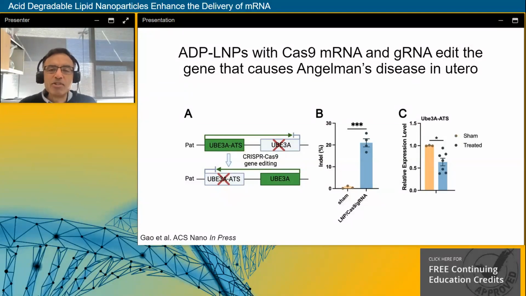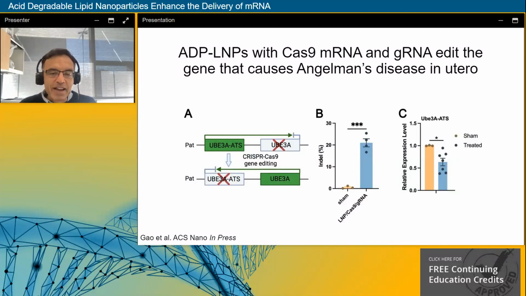Turns out that this only happens in one allele. And in patients who have Angelman's, they have another allele that actually has functional UBE3A, but it's being inhibited by something called the UBE3A-ATS, which is an antisense that is made by that allele that shuts down the UBE3A gene. So this is remarkable because it means that there's a potential therapeutic for this disease. All you have to do is knock out the UBE3A-ATS, because that's producing an antisense that shuts down the UBE3A in the functional allele.